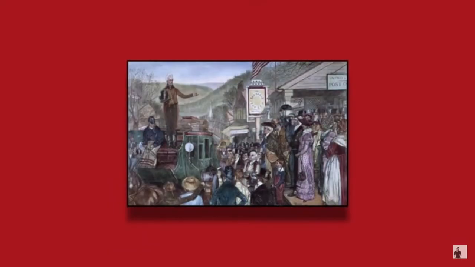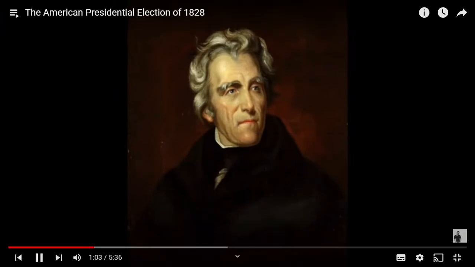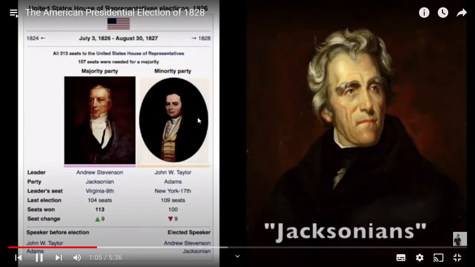Jackson's supporters, who called themselves, quote, Democrats, were rabid. They treated Jackson like a rock star. For the next 3 years, Jackson's support grew and grew. His supporters, also called Jacksonians.